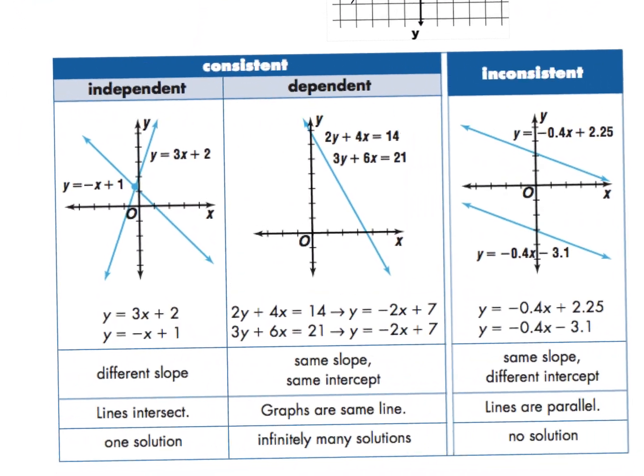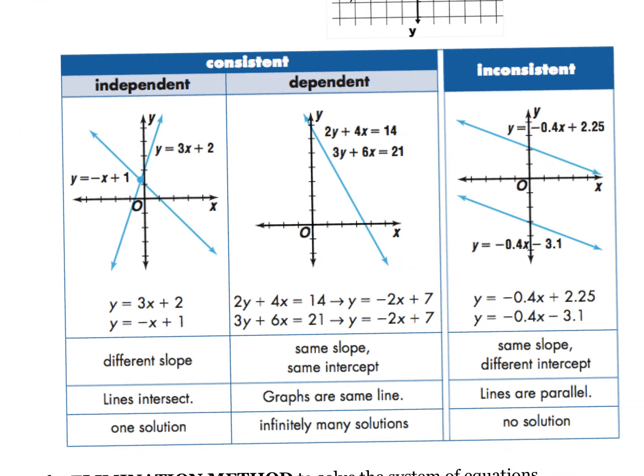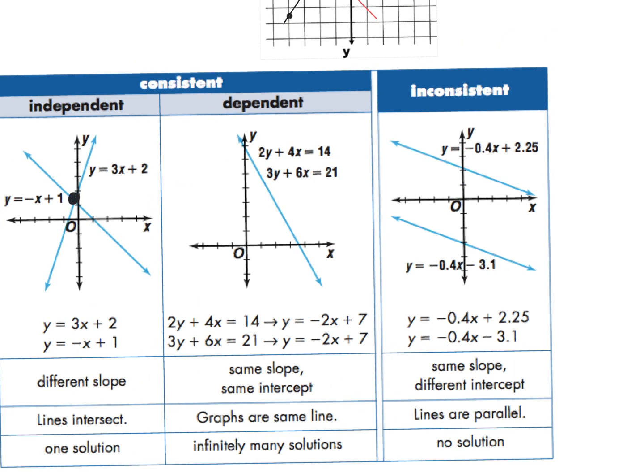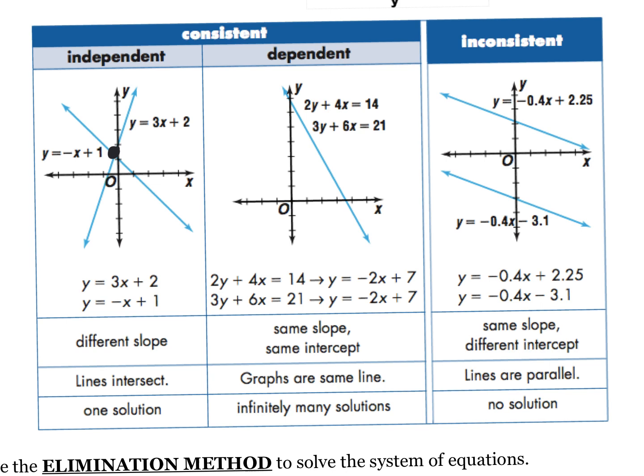Something I'm not going to ask you to memorize this vocab ever is something being consistent versus inconsistent. But basically what I want us to focus on with these pictures is how many solutions do these two lines have when they cross here? How many solutions? One solution. So I just really want us to focus on that one solution part. That's all I really care about.